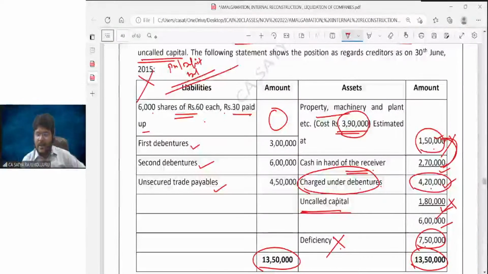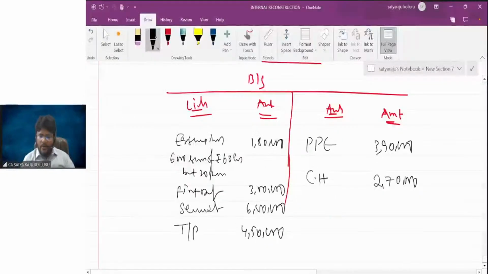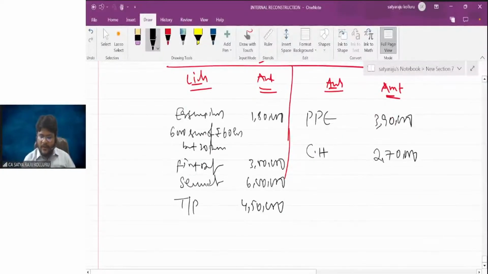It doesn't come into the balance sheet now. They just added 1,50,000 and 2,70,000, which gives 4,20,000. They are just conveying that we have 4,20,000 as a security to repay the debenture holders. Uncalled capital doesn't come into the balance sheet. Deficit doesn't come into the balance sheet. Now, these are the balance sheet items.